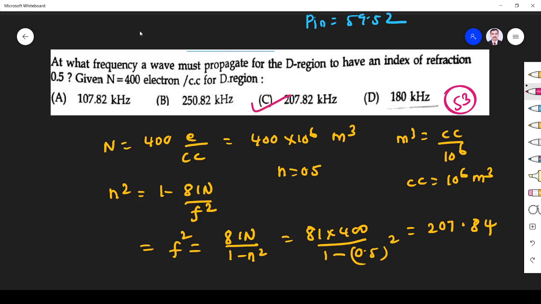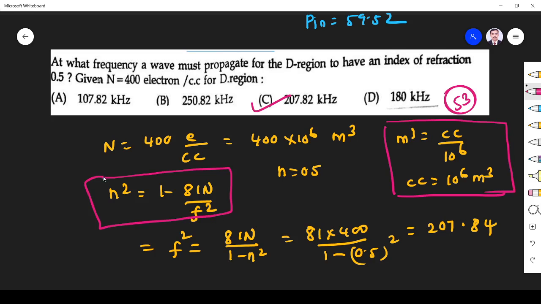A simple problem. You must know this conversion. And n squared is equal to 1 minus 81 by f squared.